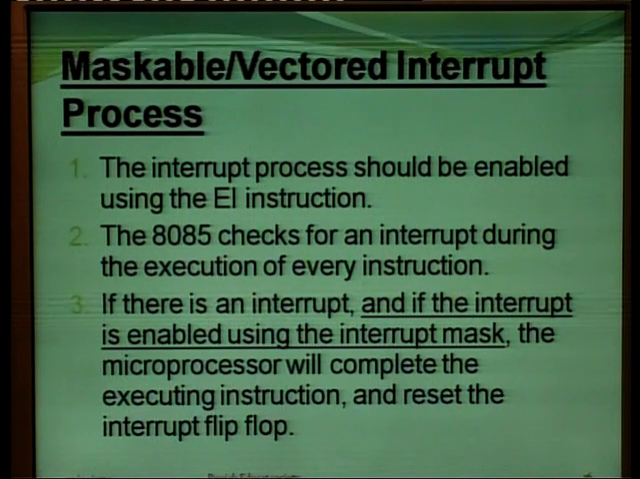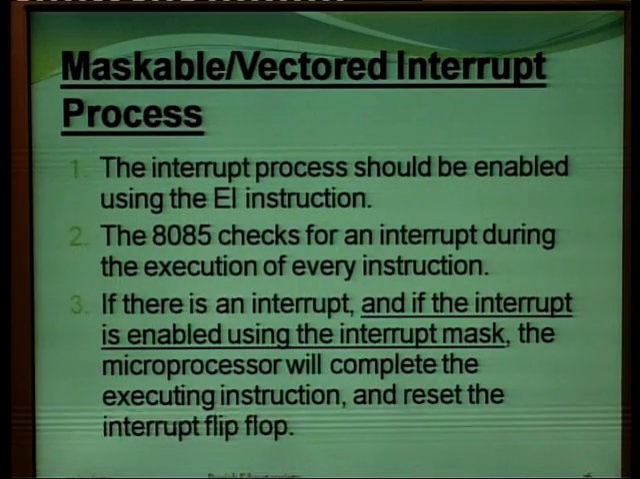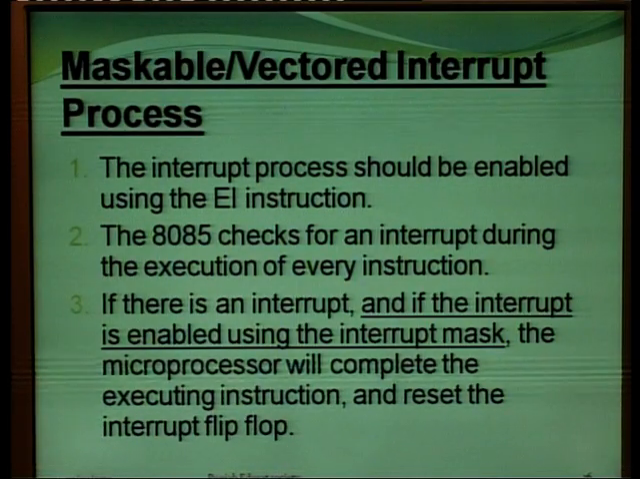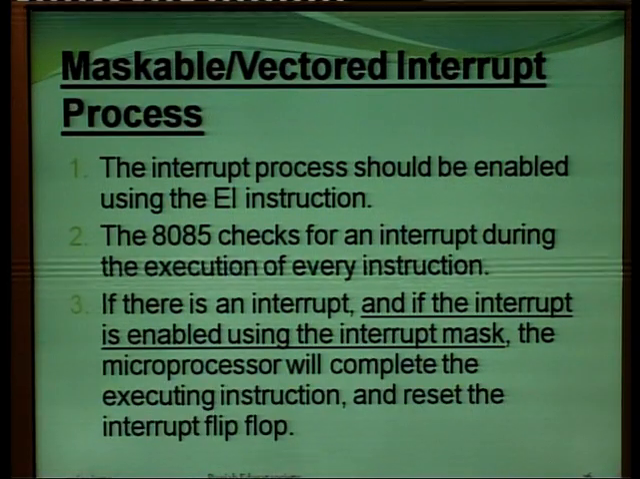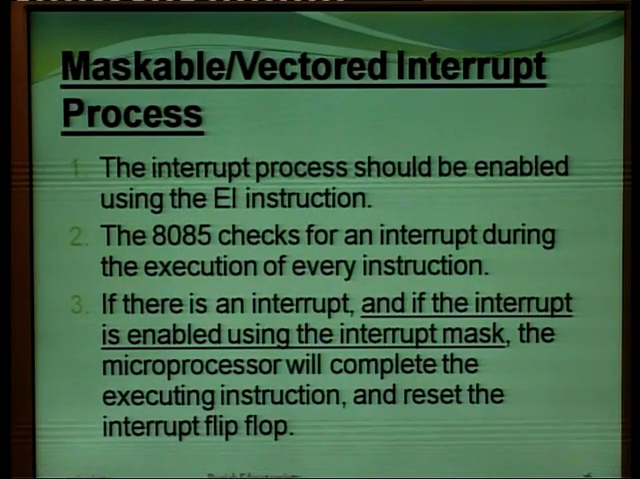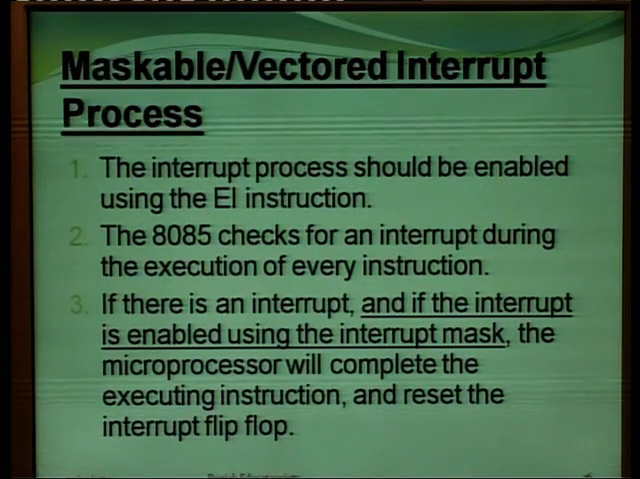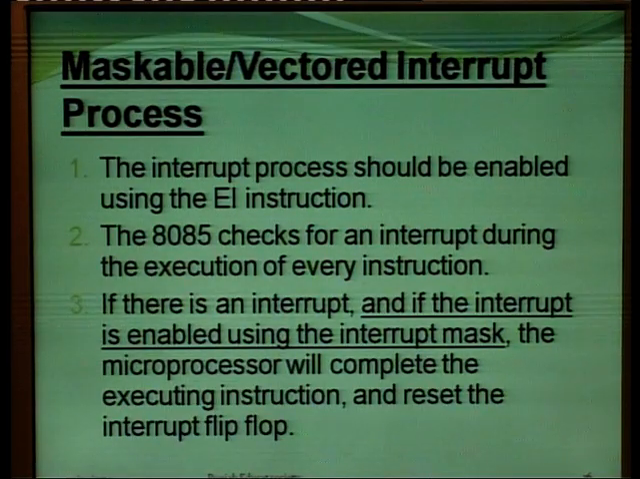Maskable and vectored interrupt process, that means those interrupts which are maskable as well as vectored. The interrupt process should be enabled using instruction EI. The microprocessor 8085 checks for an interrupt during the execution of every instruction. After the execution of every instruction, the microprocessor checks for the interrupt signal.